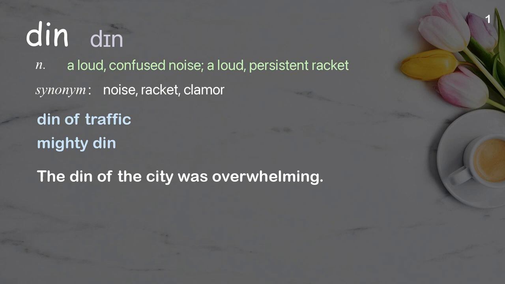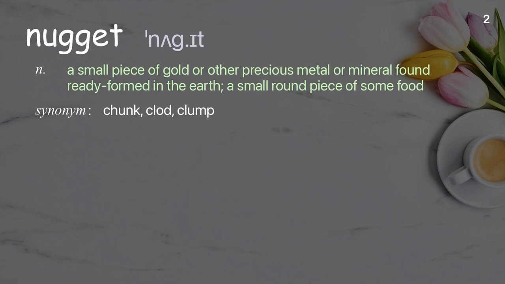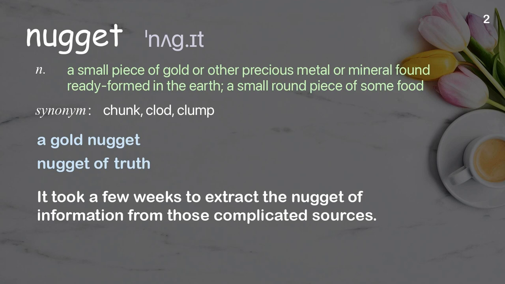Nugget. A small piece of gold or other precious metal or mineral found ready formed in the earth; a small round piece of some food. Examples. A gold nugget. Nugget of truth. It took a few weeks to extract the nugget of information from those complicated sources.